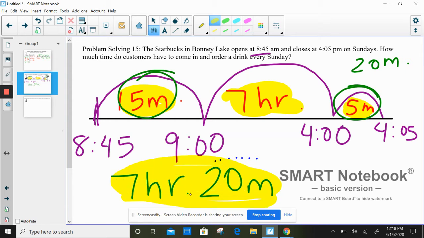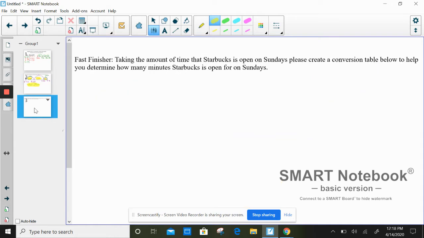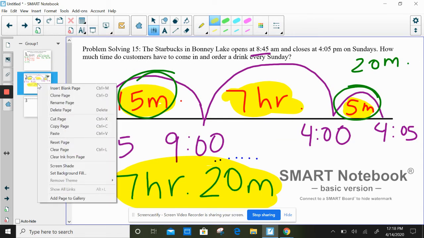Okay, so in relation to the story problem, this means that on Sundays, Starbucks is open from 8:45 to 4:05 on Sundays. That means that customers have 7 hours and 20 minutes every Sunday to come in and get their coffee. Okay? All right, so now we're going to do the same thing, but we're going to do it with a T-chart.